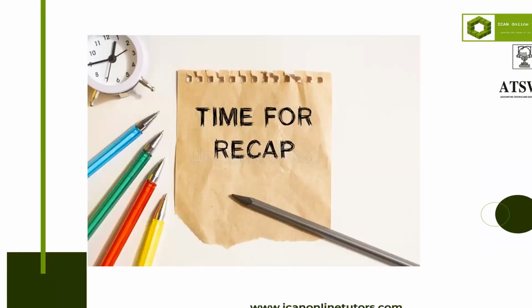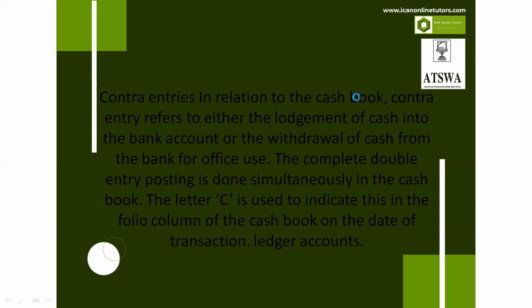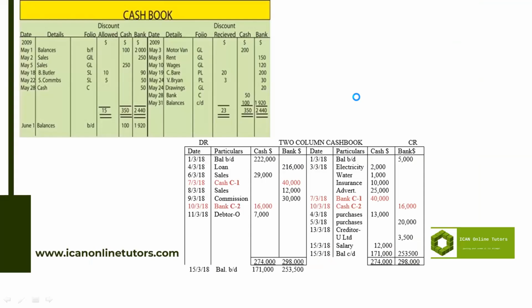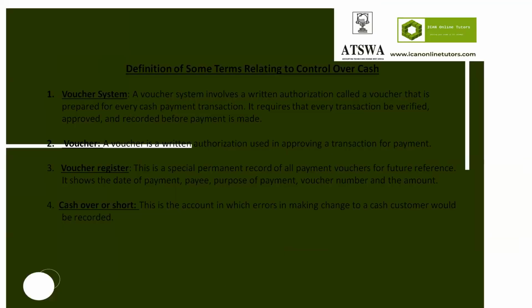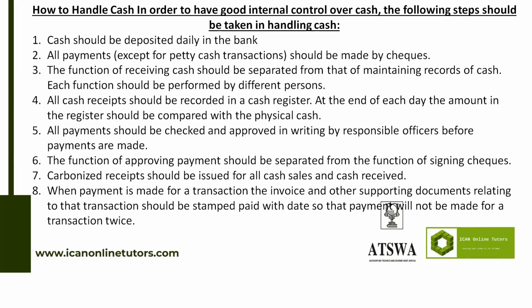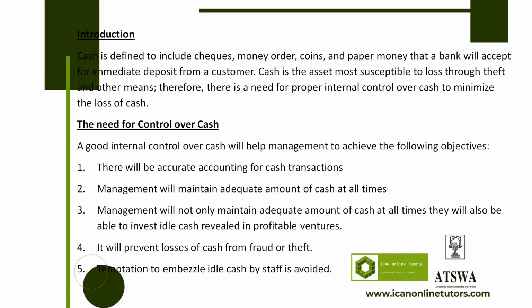So let's do a brief recap. Then we're now going to go to the practice question. We talk about cash, and then we also talk about some of the objectives that you are going to achieve if you have good control over your cash. What are some of the objectives? There will be accurate accounting for cash transactions. Management will be able to maintain an adequate amount of cash at all times.